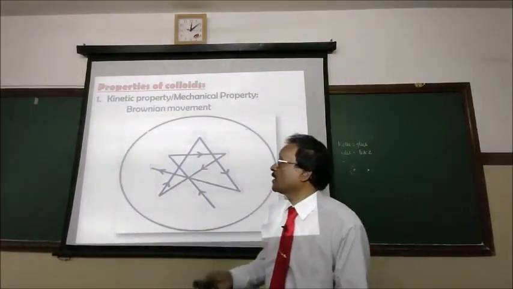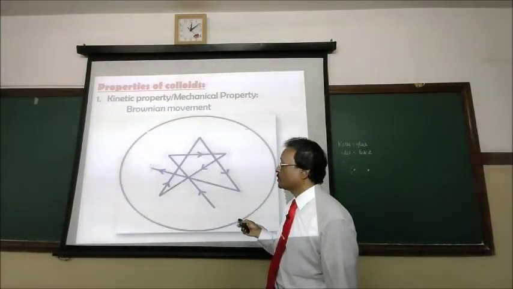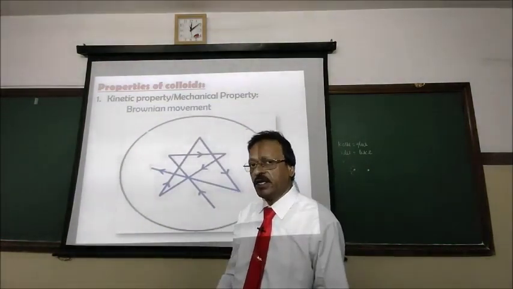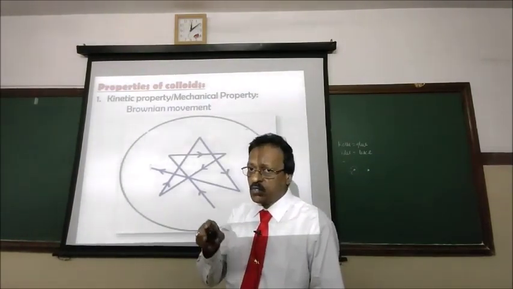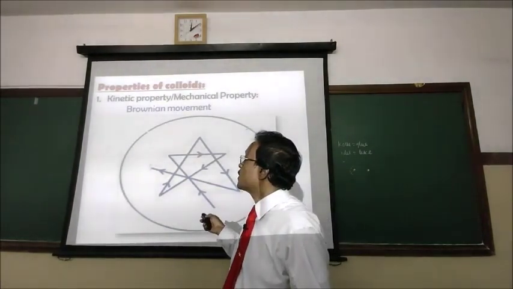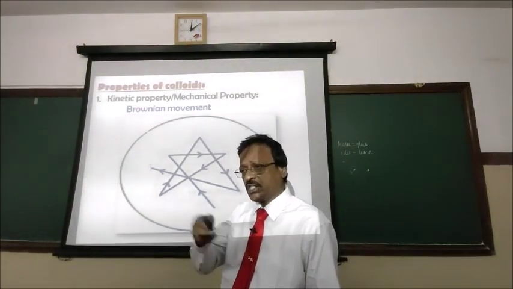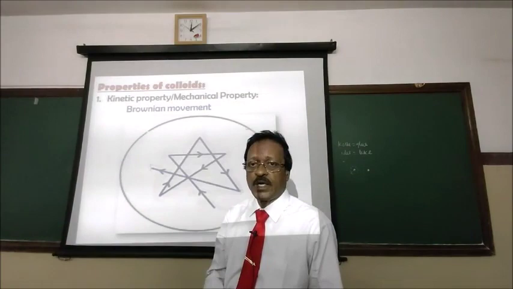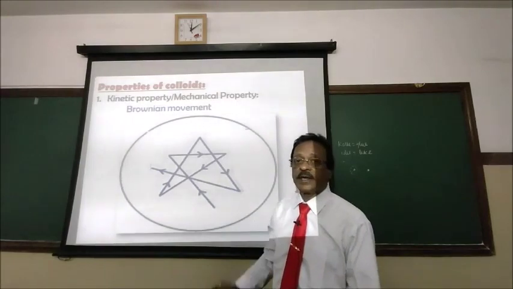Now take the kinetic property, which is called the Brownian movement. These colloidal particles continuously move in a zigzag manner in the dispersion medium. This zigzag motion was observed by a scientist called Brown, who was working on pollen grains. He observed that these particles move in a zigzag manner in the dispersion medium. So this zigzag, non-stop, continuous movement of the colloidal particles in the dispersion medium is called Brownian movement. This is the kinetic property of colloids.